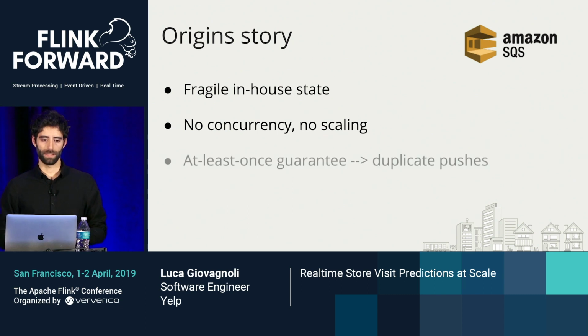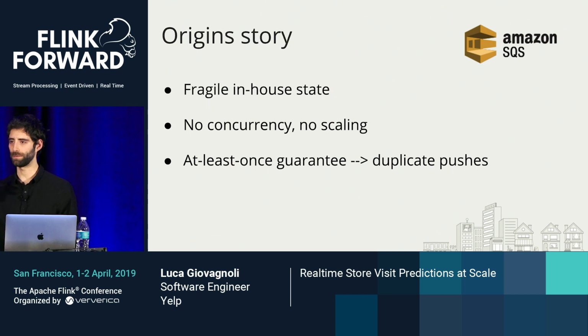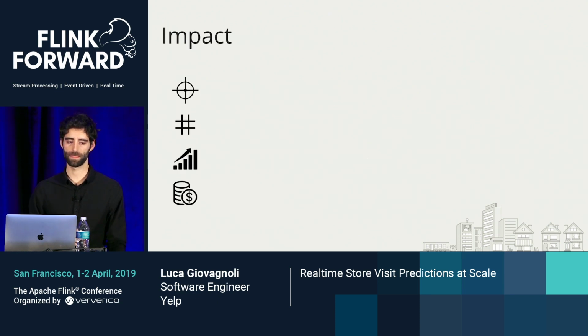And finally, SQS, as someone else said in a talk today, leads to duplicate data. And duplicate data in our case means duplicate pushes. So you basically get the same exact push twice in your app, and that's a very bad user experience. So we were also intent on solving these problems. So how did Flink impact all this?